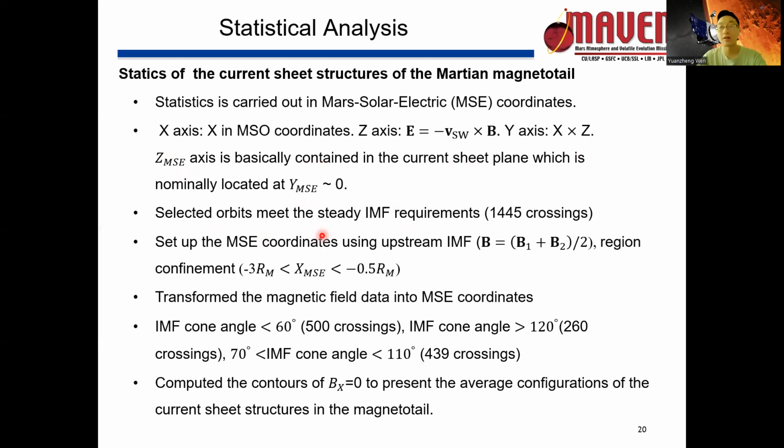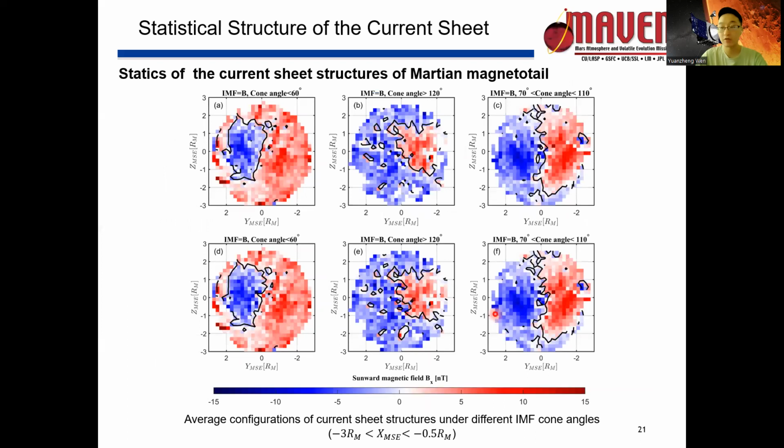And we selected orbits that meet the IMF requirements, and we set up MSE coordinates using upstream steady IMF conditions. And then we transform the magnetic field data into MSE coordinates. We divide the IMF cone angle into 3 categories to represent different IMF conditions. Then we compute the contour of Bx equals 0 to represent the configuration of the current sheet structure in the magnetotail. And then we get the statistical picture of the current sheet structure in the magnetotail under different IMF conditions.